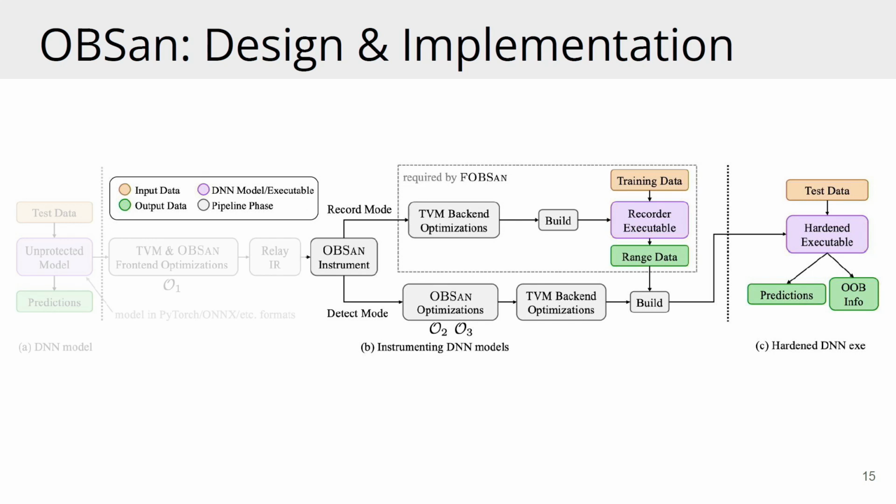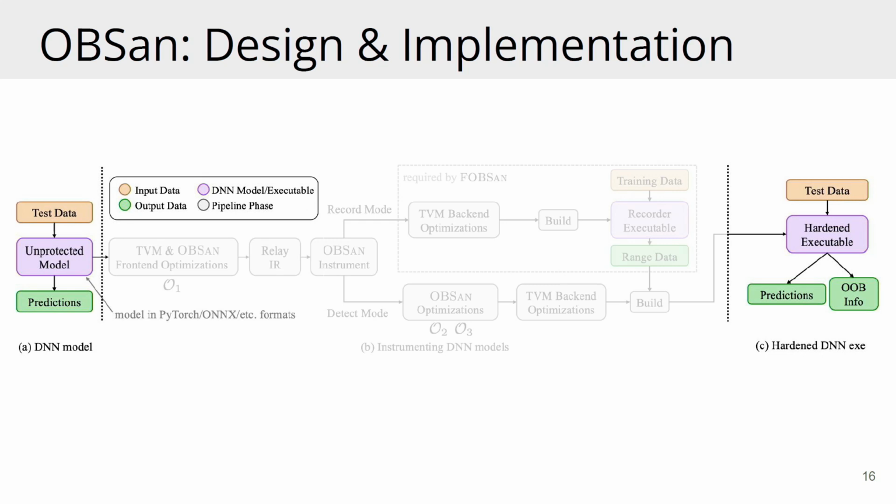executable. If we compare the unprotected and the final hardened executable here, we can see that they take the same input and produce the same prediction results. But the hardened executable additionally provides the OOB information, for example, the OOB suspicion score for the input.